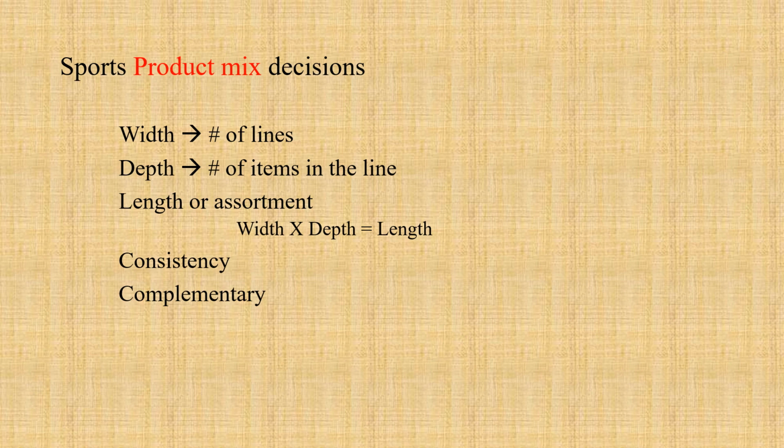The number of items in each line is referred to as the depth of the product mix. So in some cases, I might have a wide product line that is shallow. That is, only has a couple of options in each area. In another case, I might have only a couple of different product lines, but lots of alternatives in each line, in which case that would be referred to as a narrow, deep product line. So when I multiply the width times the depth, I get the product line length.